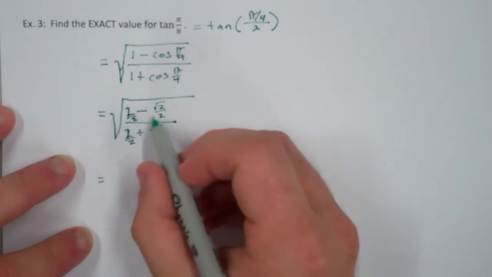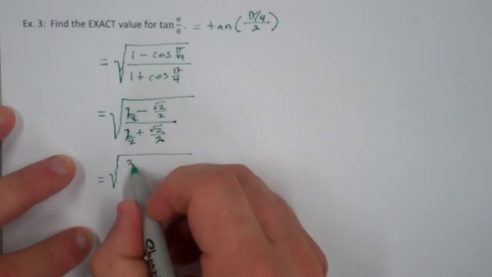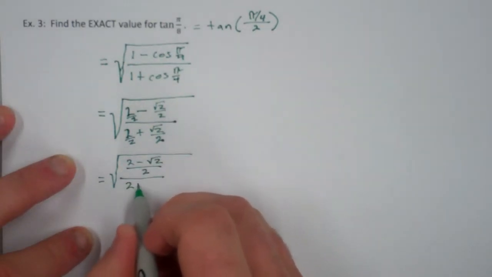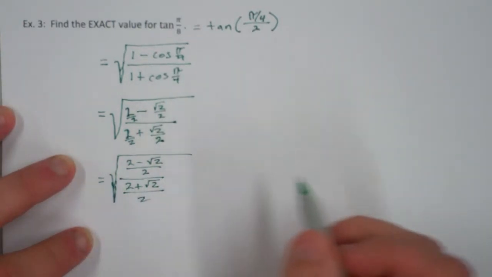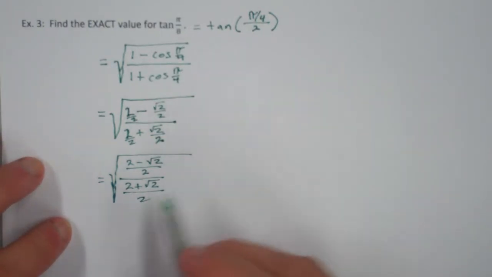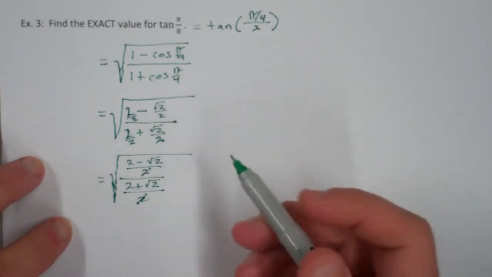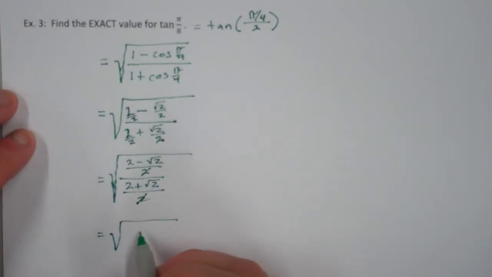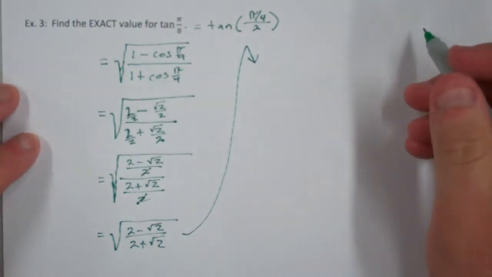So I'm changing that 1 into 2 over 2 so I can put them together. So I should have 2 minus root 2 over 2 over 2 plus root 2 over 2, and again I need to increase the size of the radical sign. Now I know that my denominators are the same, so when I multiply by the reciprocal, they'll end up canceling out. So I'm just left with the square root of 2 minus root 2 over 2 plus root 2. We'll start that up here so you all can see.